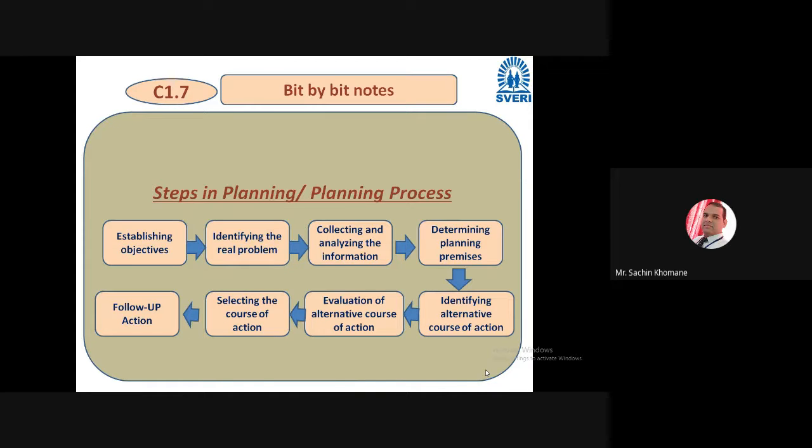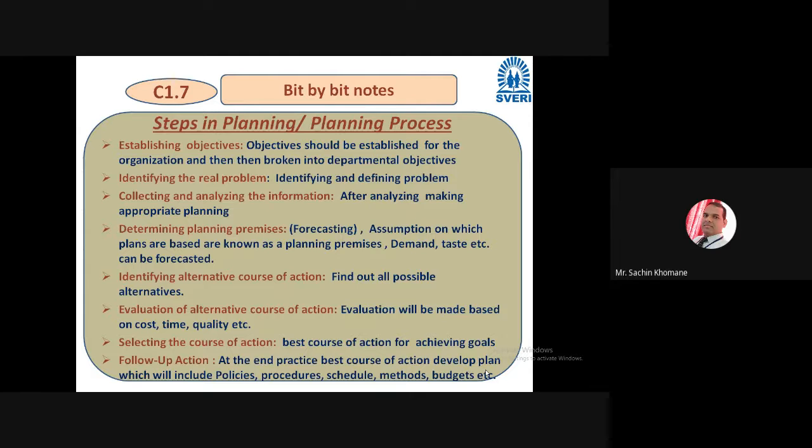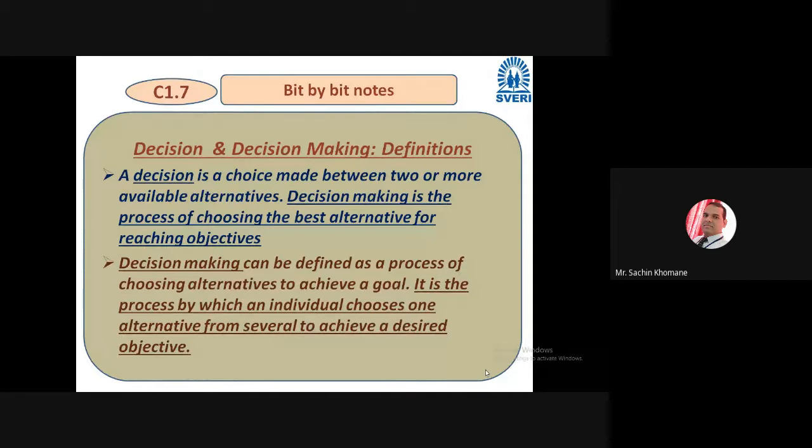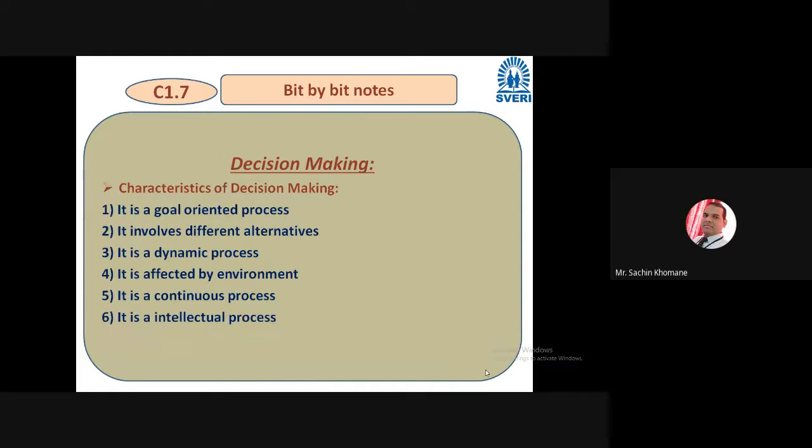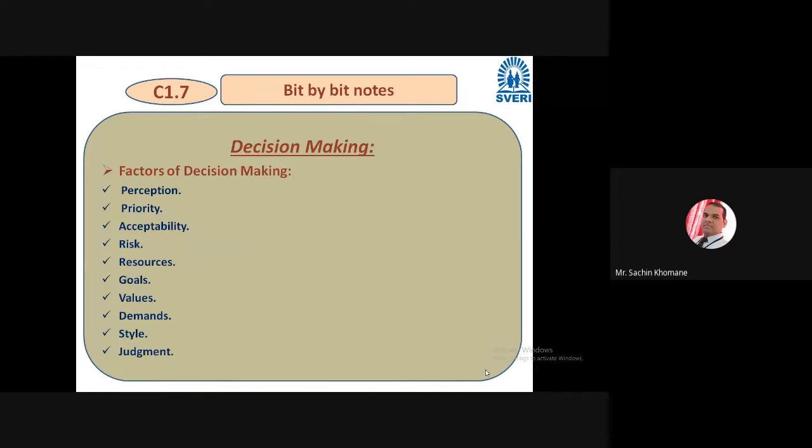So 8 steps we have seen, and we started discussion on what is exactly the meaning of decision, how decision making should be done, right? Why it is important, how many characteristics are there, right? So we discussed those characteristics. We saw factors of decision making also, right? Perception, priority, acceptability, risk, resources, goals, values, demands, styles, and judgment. So these many factors you should consider while making the decision that we saw in last lecture, right?